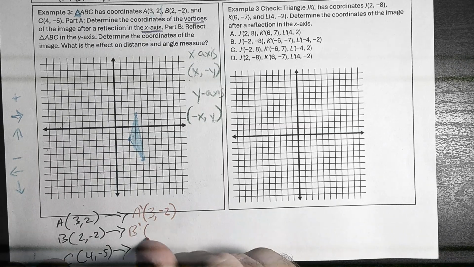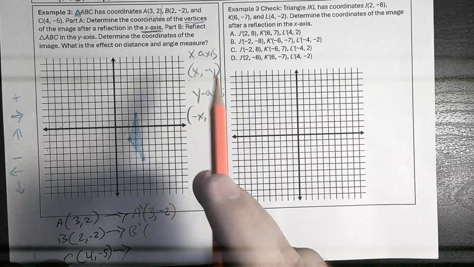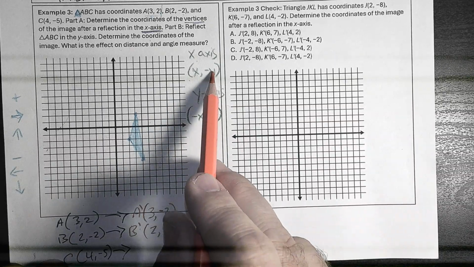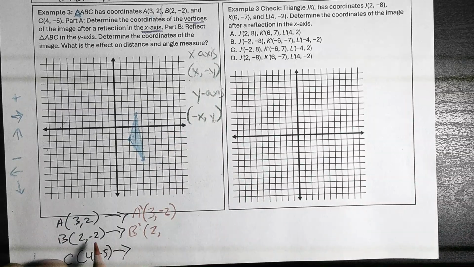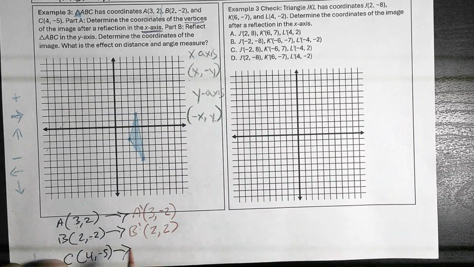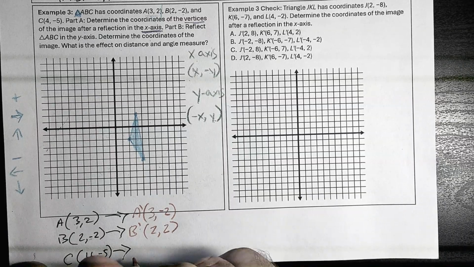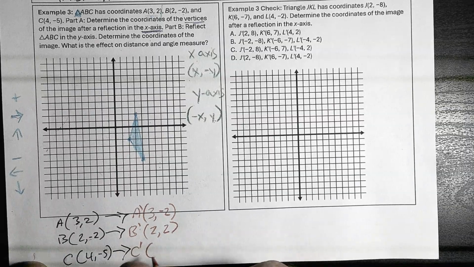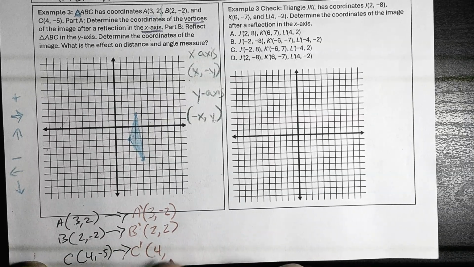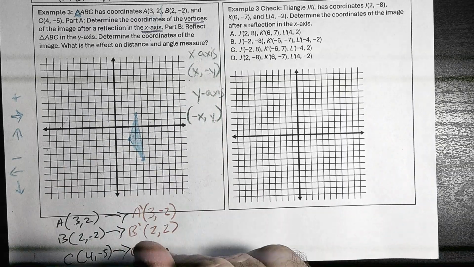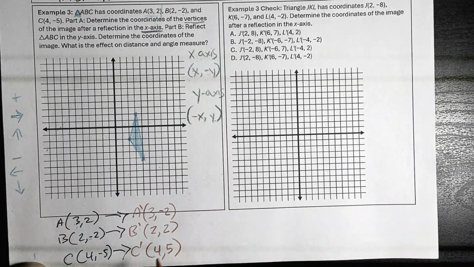All right, so B, x stays the same. So 2 stays 2. The y, we're taking the opposite, the negative. So it's -2 over here. -2 becomes +2. All right, so C, x stays the same. So 4 stays 4. -5, we want the opposite because of the x-axis. So -5 becomes +5.